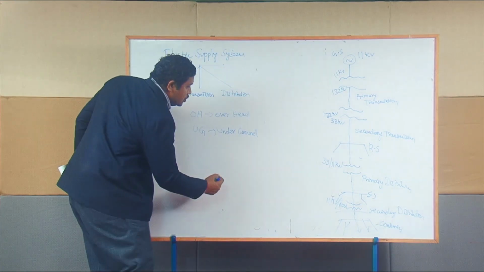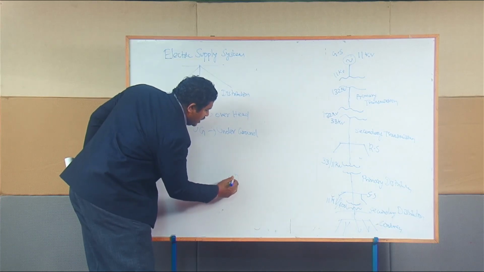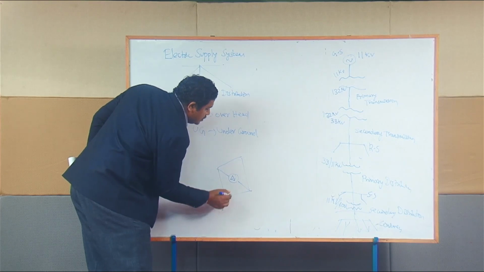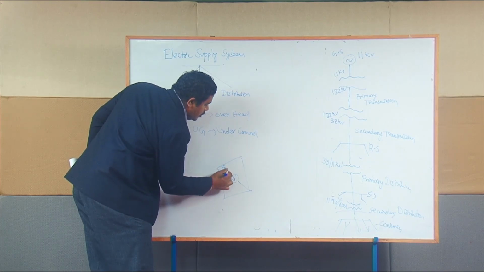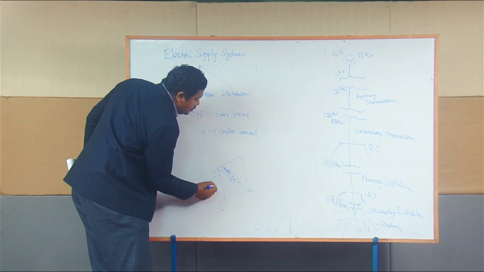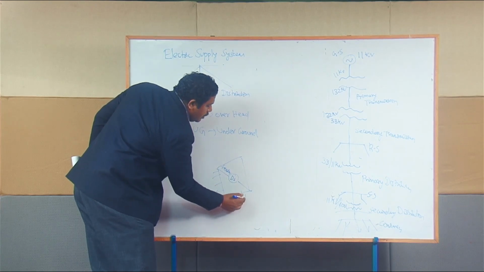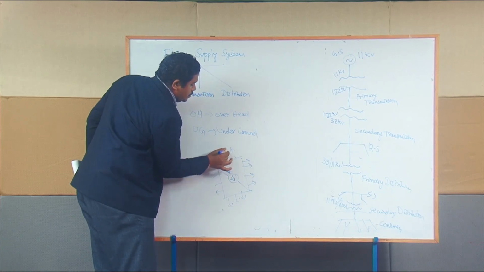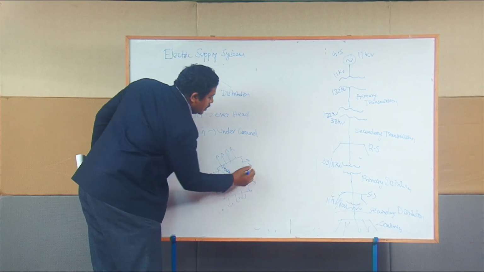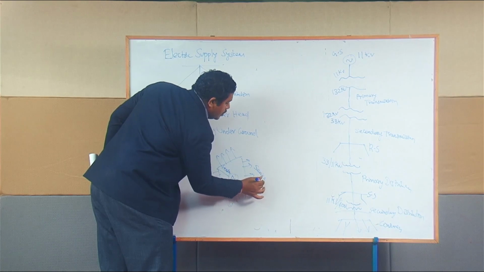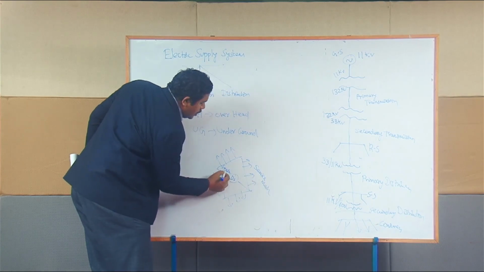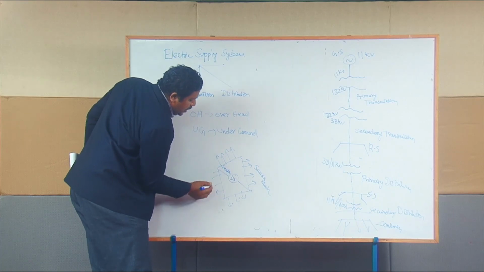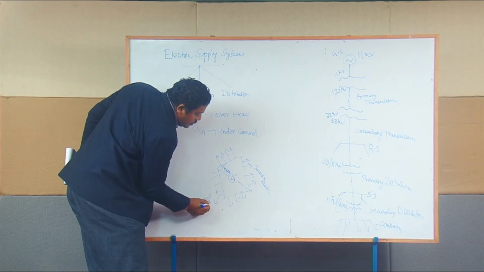On the distribution side, the distribution station is connected to the feeders, and from the feeder it is given to a number of small consumers. What do you call it? Service main. This is called service main, and the part from the distribution station to the distributor is called the feeder, and this part is called the distributor.